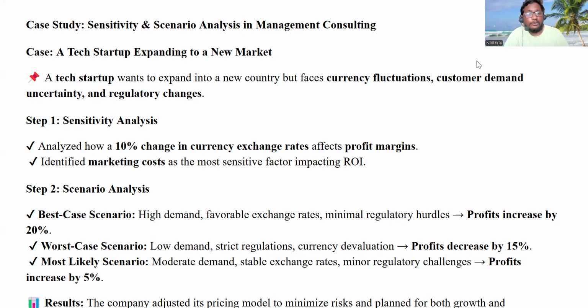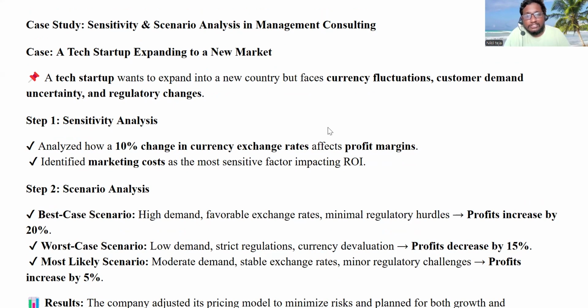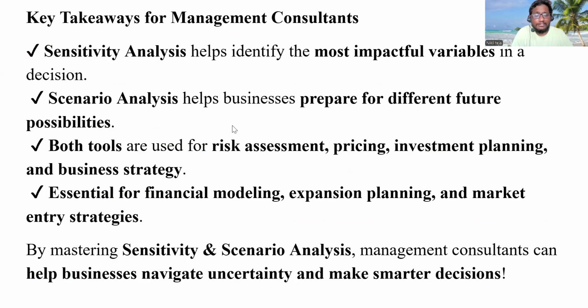Let's come to scenario analysis. What is the best case scenario? High demand, favorable exchange rates, minimal regulatory hurdles, profits increased by 20%. So this is the best case scenario. Worst case scenario is completely opposite of best case scenario. That is nothing but low demand, strict regulations, and currency devaluation. Profits decreased by 15%. And the most likely scenario is something in between the best case as well as worst case. Moderate demand, stable exchange rates, as well as minor regulatory changes. Profits increased by 5%, right?